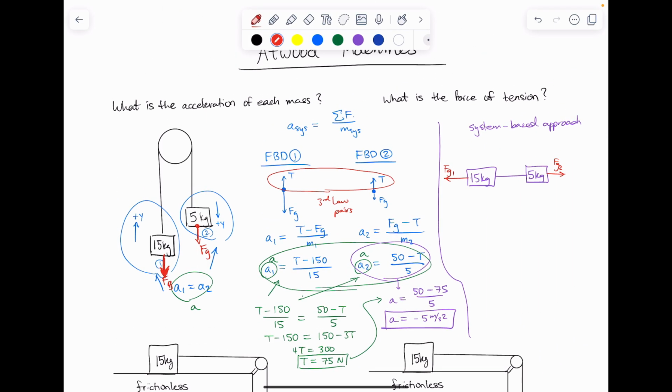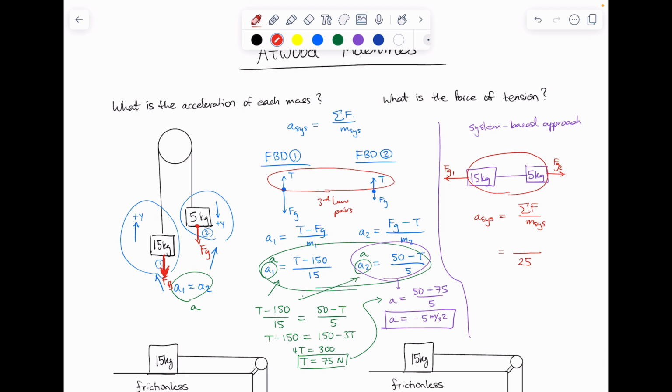And the reason why we might do this is because now we can treat this as one object that's being acted upon by two different forces. And we can use Newton's second law one time, right? So the acceleration of the system equals the sum of the forces divided by the mass of the system. Well, in this case, the mass of the system is now 25 kilograms.